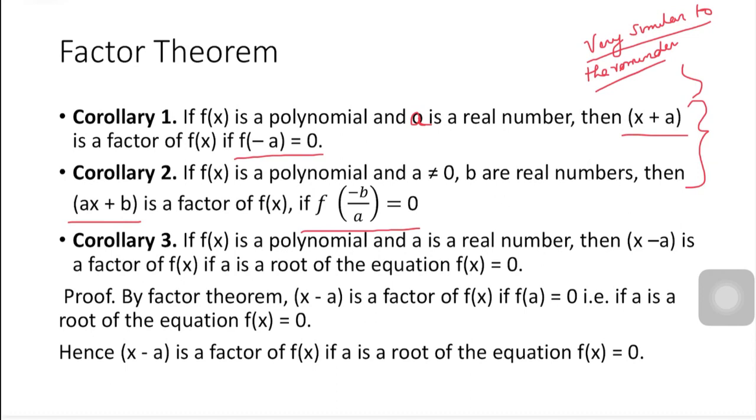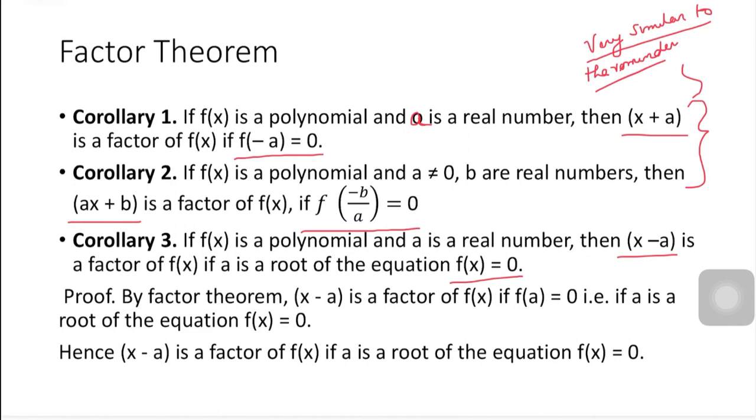If f(x) is a polynomial and a is a real number, then x minus a is a factor of f(x) if a is a root of the equation f(x) equals 0. A is the root of the equation means that if we plug in f of a, the equation gives a value of 0. It's the very same concept, just worded differently. By the factor theorem, x minus a is a factor of f(x) if f of a is 0, so we can say that a is the root of the equation.